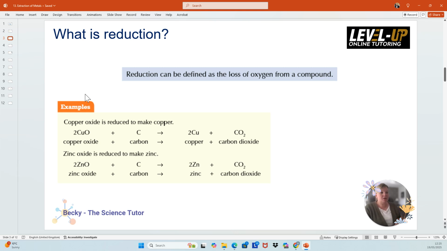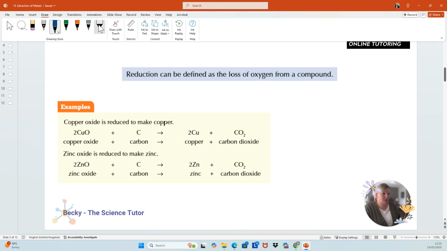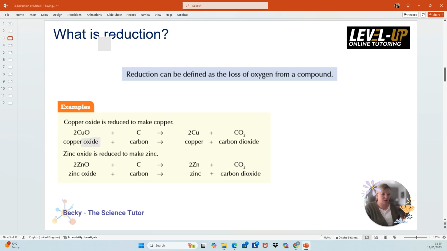So if we have a look at the examples, if we have copper oxide, ultimately what we want to do is to remove that oxygen. So let's just highlight a few key bits. Here we've got the oxygen in the copper oxide, and we want to remove that because we want to get that copper on its own. This is a method of extracting that metal from that ore, so they oxidize while they're out there in the environment, if you like, in the ground.